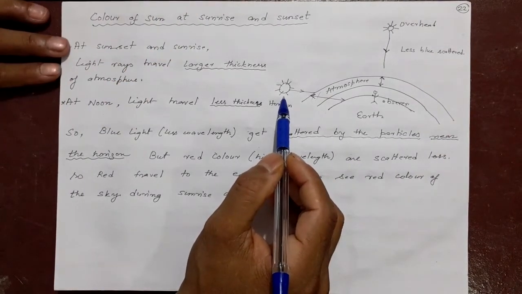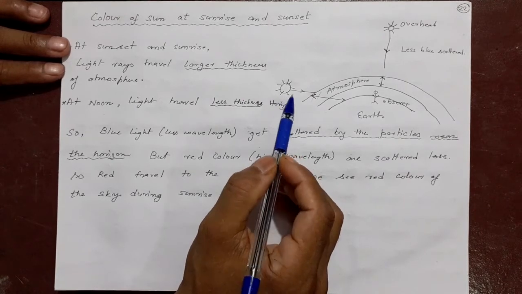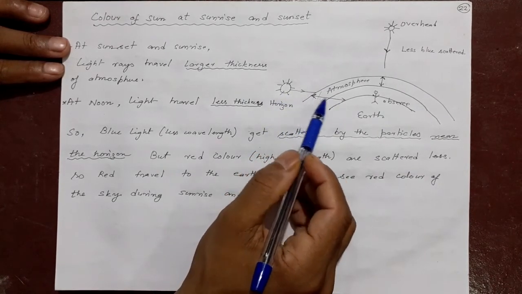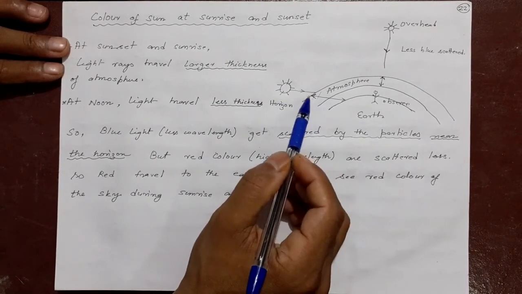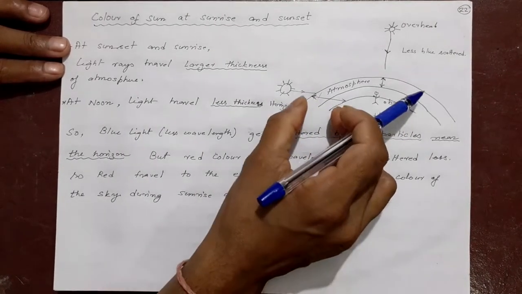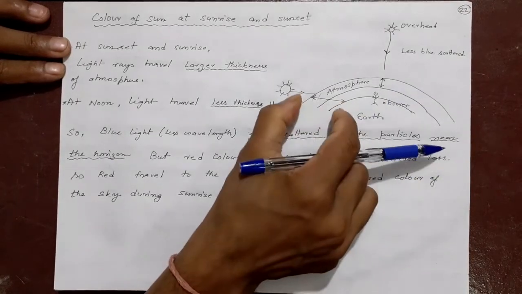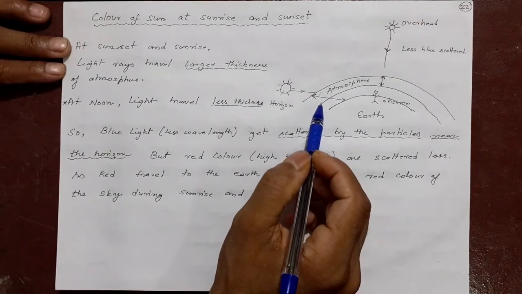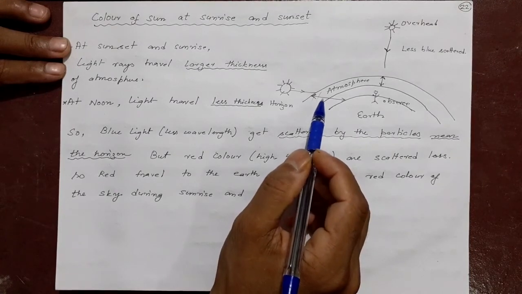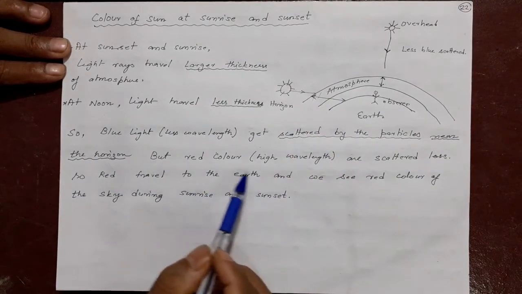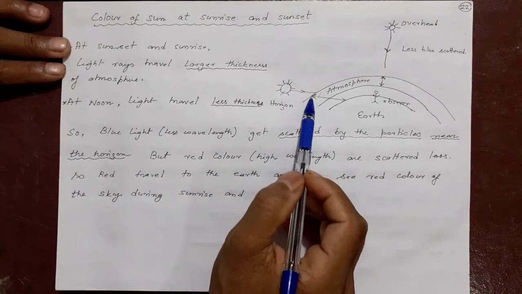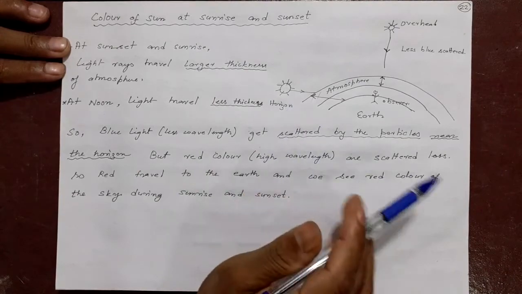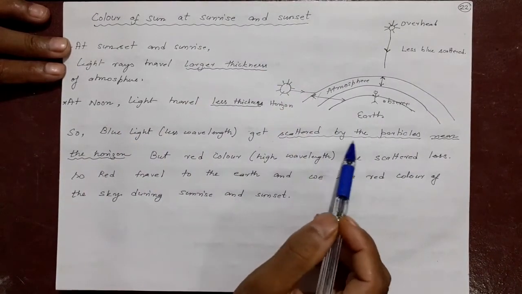But at sunset time or sunrise time, morning and evening time, the light will come from here and it will have to travel a longer distance. That means it has to pass a longer length. The atmospheric length is more here. So what will happen then? It will easily scatter the blue, because blue has less wavelength. Less wavelength means less strength to pass straight, so it gets scattered by the particles.